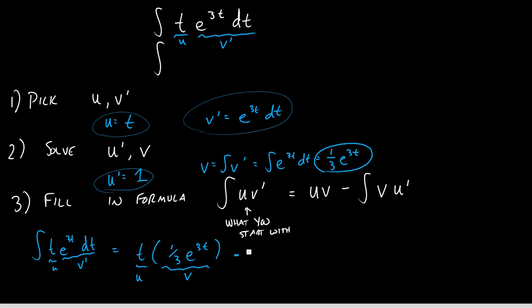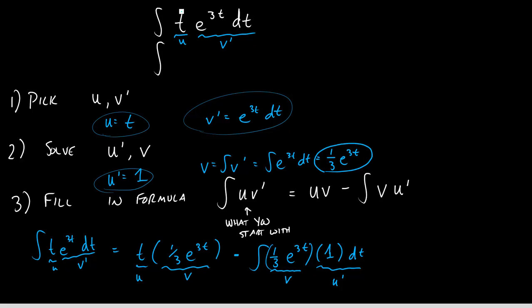And then that's going to be minus another integral. You might say, well, what is this doing for us if we started with an integral and we end up with an integral? Let's look at the new integral we have. The new integral I have is 1/3 e to the 3t times u prime, which is 1, dt. So this is v, and this thing here is u prime. And notice what I have here is actually something much better to work with.